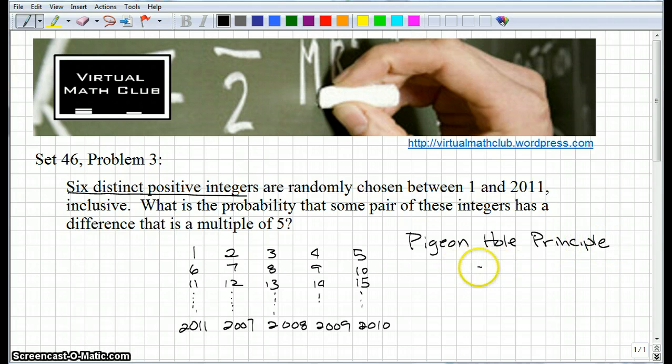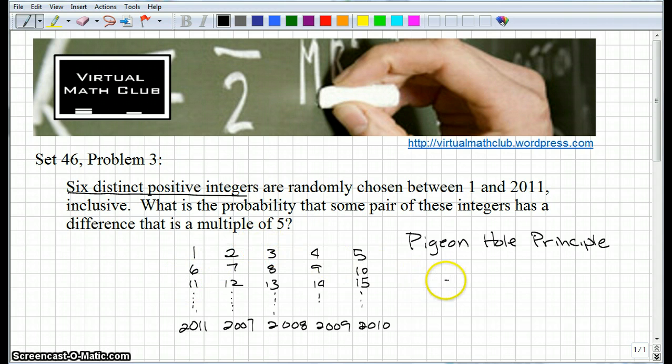Okay, and that just says that you can think of it like pigeons. If you had 5 pigeonholes and 6 pigeons, then you have to have one of the holes filled by 2 pigeons. So that would say that if we have 6 numbers categorized into 5 groups, then we have to have at least 2 numbers in the same group. And if we have 2 numbers in the same group, then we're automatically going to be able to take the difference of those 2 numbers, and it will be a multiple of 5.